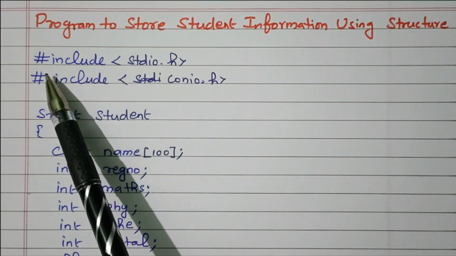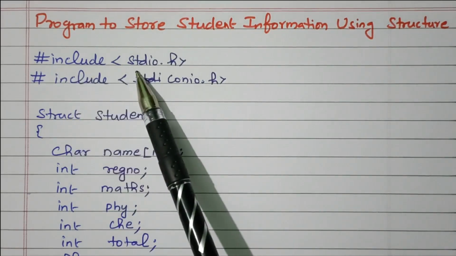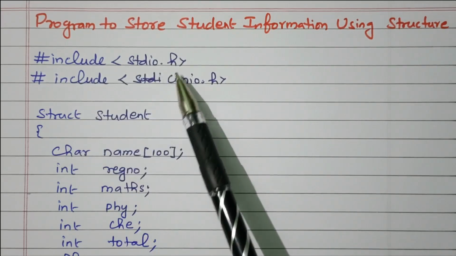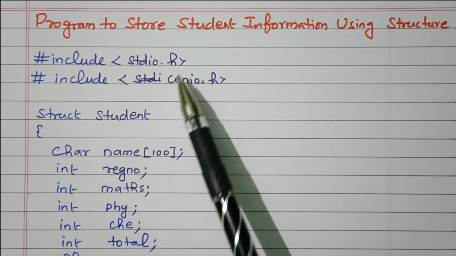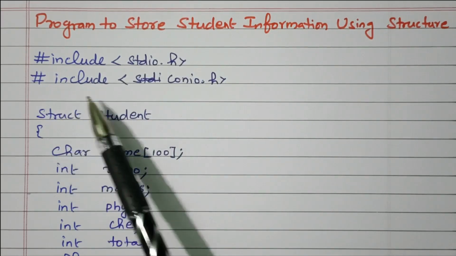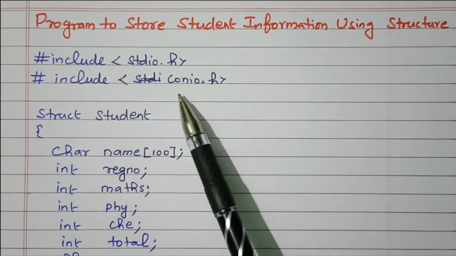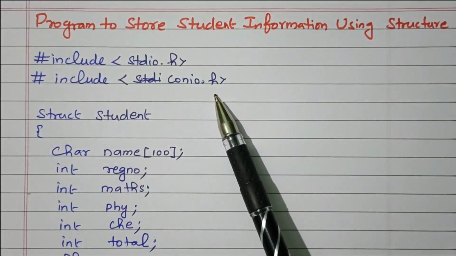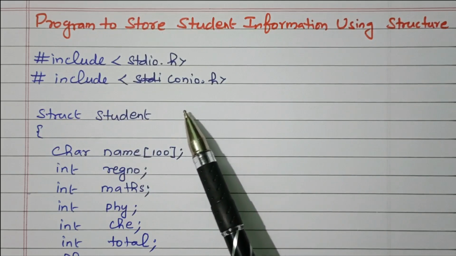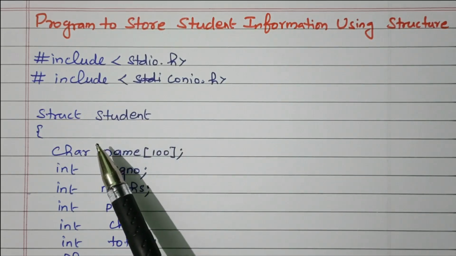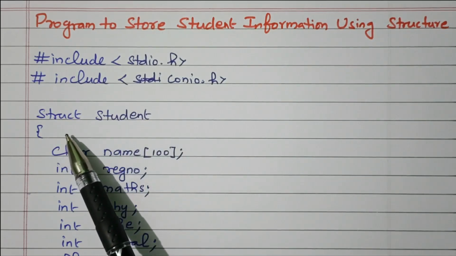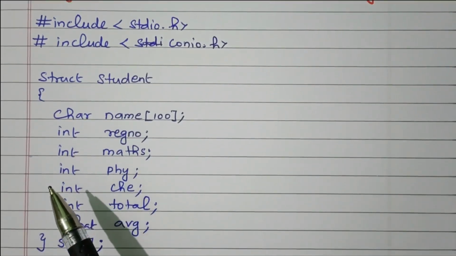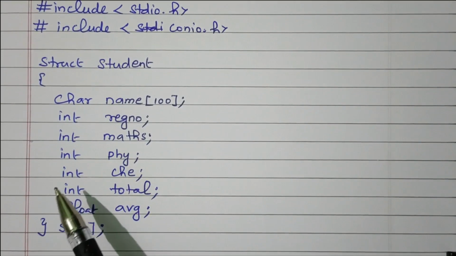First we'll start with the header files. #include <stdio.h>, standard input output header file, used for printf and scanf. #include <conio.h>, console input output header file, is used for clear screen and getch. Now before starting the main program, we will define the structure. What is the structure? What are the variables available? We will define the structure.